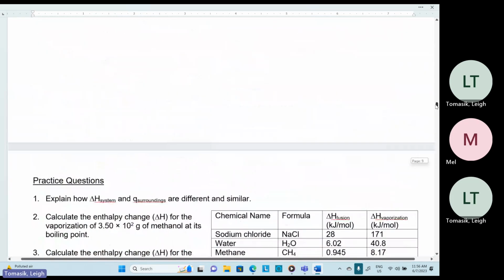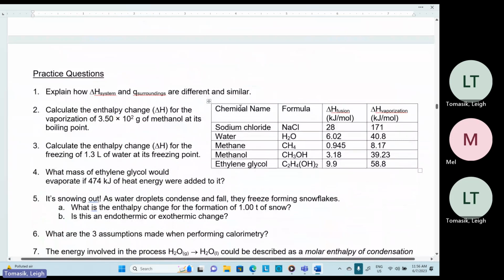In the previous section on page 9, we have the molar heat of fusion and the molar heat of vaporization, right? So we can use these to determine how much energy is required to melt or freeze something, or to condense or vaporize something. Using this chart, you look up the substance and whether we need fusion or vaporization. This is measured in kilojoules per mole.